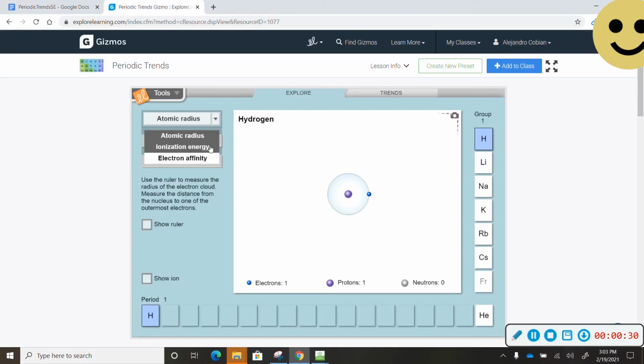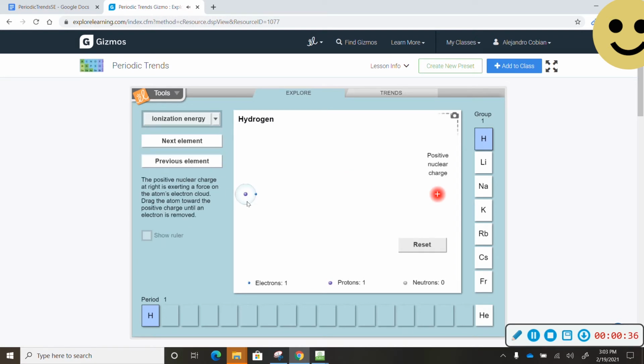In this situation, we're going to click atomic radius, switch it to ionization energy, and we're going to drag our atom towards this positive symbol, and then we get a measurement. So this is ionization energy. This was the energy needed to remove one electron, or our valence electron, from hydrogen. And remember, the valence electron is the outermost electron on an atom. We're also going to show our ruler to measure the distance from where our electron was ejected to where it was received. So we want to record our units and our ionization energy.